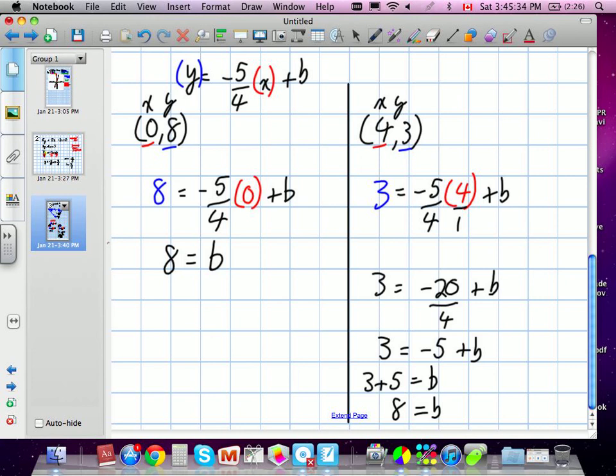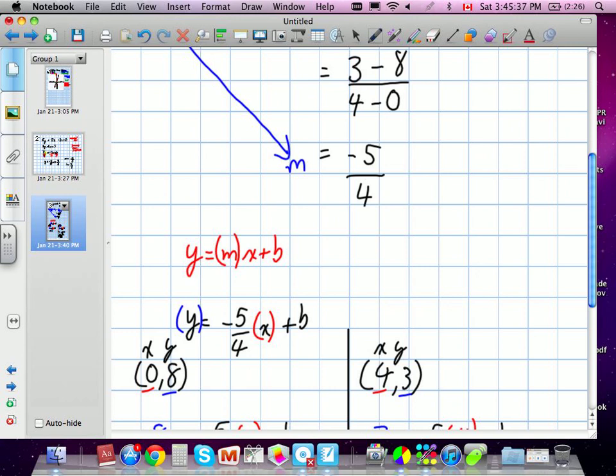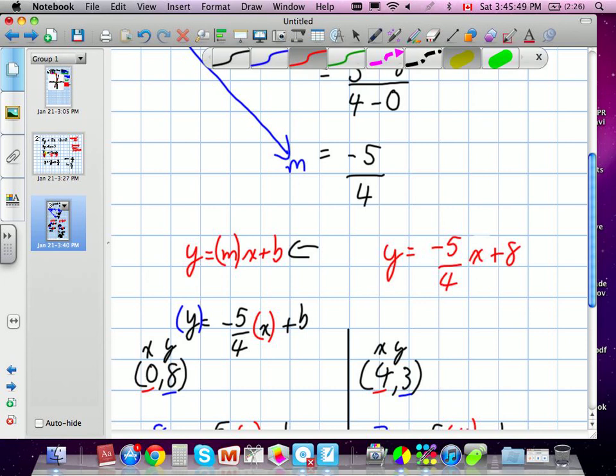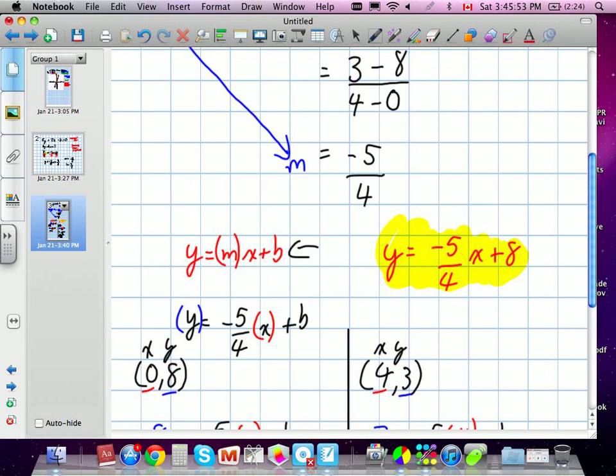So remember though, what they're looking for is this. They want an equation in this form. So we would have y is equal to negative 5 over 4, that was our m, x plus 8. That was the answer they were actually looking for in the end. Okay? That's what they wanted from this question.